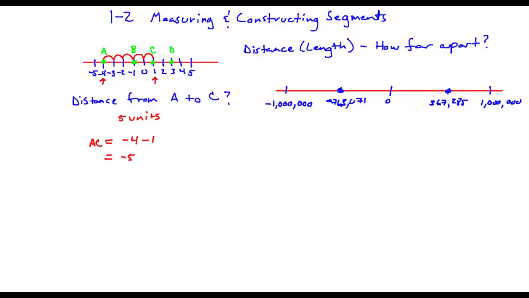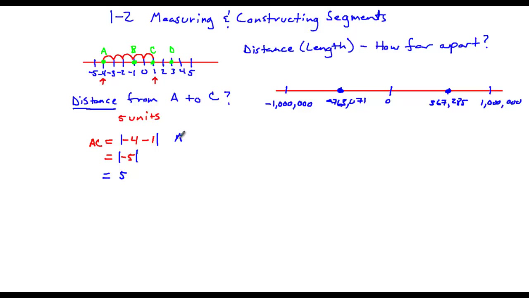Now, the way we get rid of that problem is anytime we talk about distance, all we're concerned about is the absolute value of the difference. So hopefully you remember that absolute value means whatever is in between the absolute value bars gets switched from negative to positive. So the absolute value of -5 is 5.